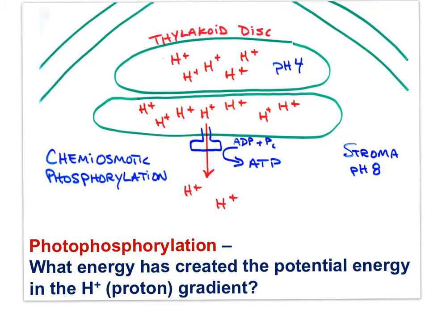This is chemiosmotic phosphorylation, just as you learned it when we studied respiration. Some refer to this as photophosphorylation because the energy used to create the proton gradient ultimately came from sunlight.